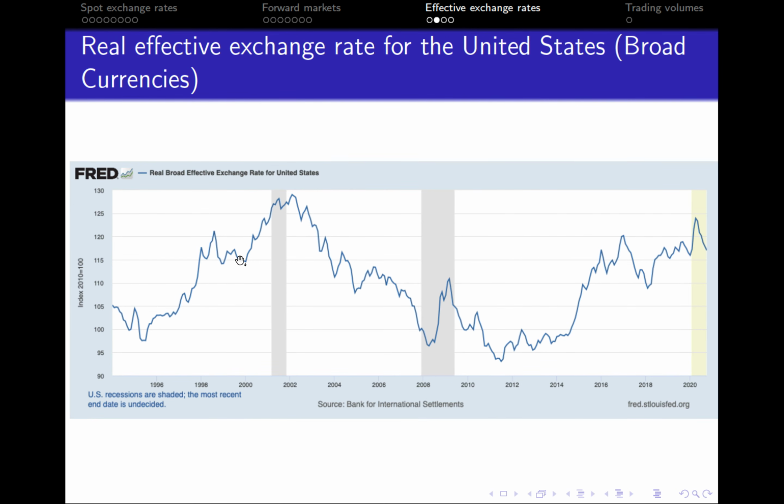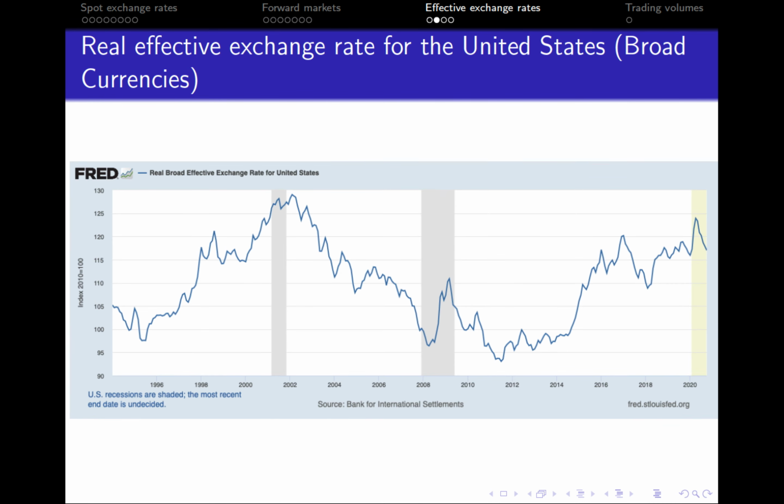And here we see the behavior. We see that there was a period of appreciation right up till 2000 and dot-com bubble that you see over here in a shaded area. Then there was an area of general depreciation right up to the 2008 crisis. And then we see that the value of the currency has been bouncing back ever since.